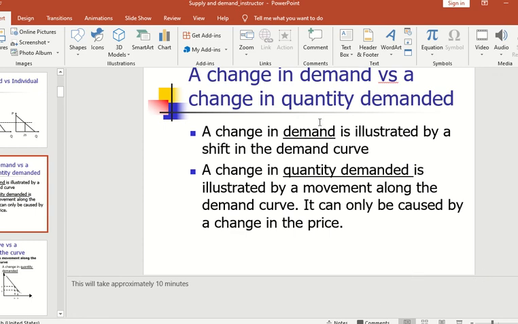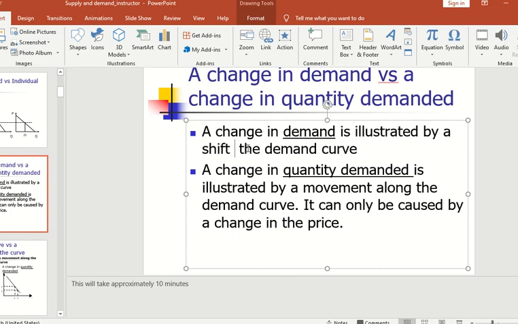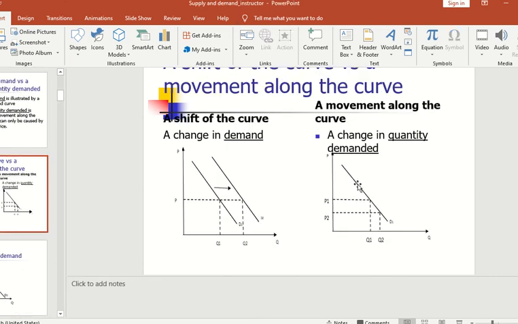So a change in demand versus a change in quantity demanded. Technically, a change in demand is illustrated by a shift of the demand curve. And a change in quantity demanded is illustrated by a movement along the demand curve. To make it easier, let's look at the diagram.